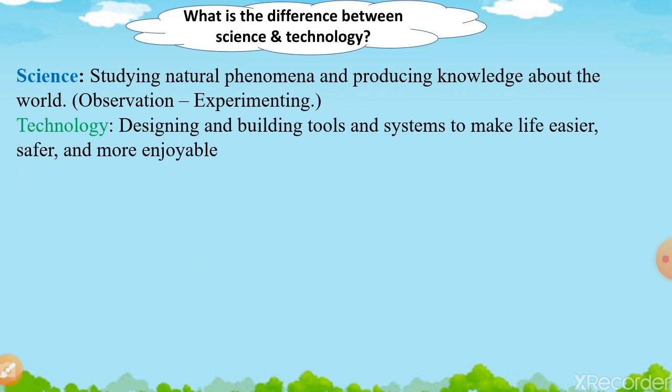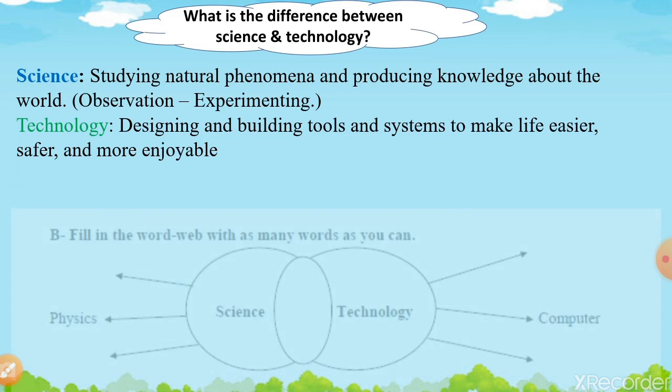So the difference between the two: science is a theoretical basis for technology. So in science, we learn, we study, we observe, we experiment, we search in order to end up with knowledge about something. Technology is using that knowledge to design and build systems and tools and gadgets to make life easier. So let's see an exercise to discover more about this.